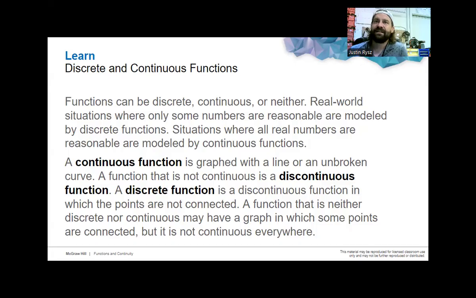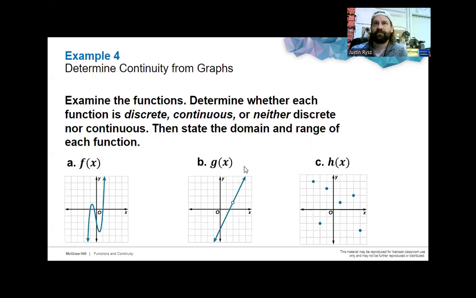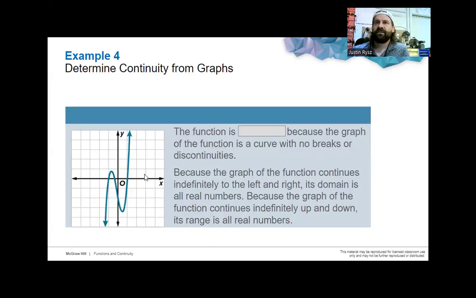A function that is neither discrete nor continuous may have a graph where some points are connected, but other points are not. Let's see what those look like here. We're going to determine whether these functions are discrete, continuous, or neither. And then if they are, we're going to look at the domain and range. If we look at this first one here, this f of x function, this function is continuous.